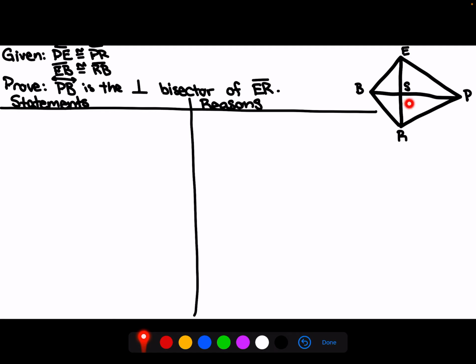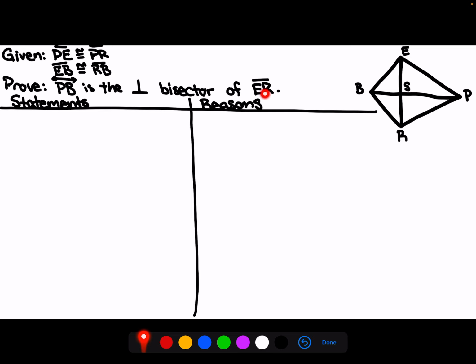Further, it's a bisector. So that means that ER is going to be cut in half, meaning that ES needs to be congruent to RS. If we can do both of those things, then we have proven that PB is the perpendicular bisector of ER.